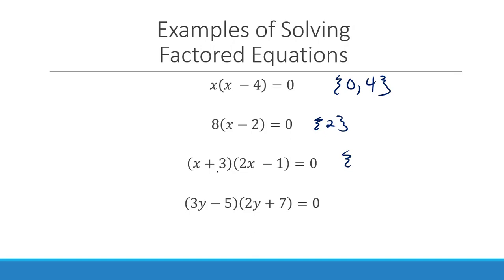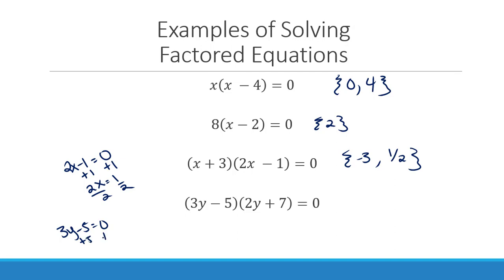Now, let's look at this one. What's going to make this equal to 0? Negative 3. Now, you might not be able to look at this part and see what makes it equal to 0. So I'm going to add 1 to both sides. I'm going to divide by 2. So one of my solutions is going to be 1/2. What's going to make this equal to 0?